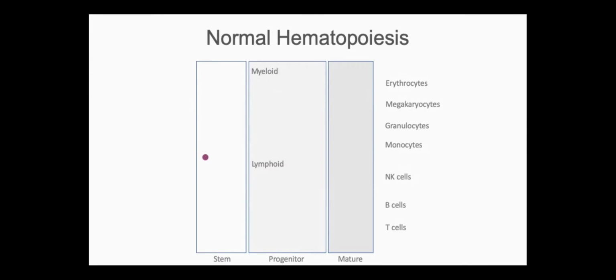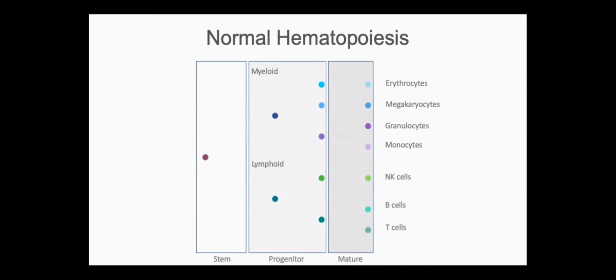So normal hematopoiesis is classically described as a hierarchical structure with the rare hematopoietic stem cells, or HSCs, residing at the apex. And these HSCs are capable of both self-renewal as well as differentiating into more committed progenitor cells that will ultimately go on to give rise to the mature cells of both the myeloid and the lymphoid compartments.